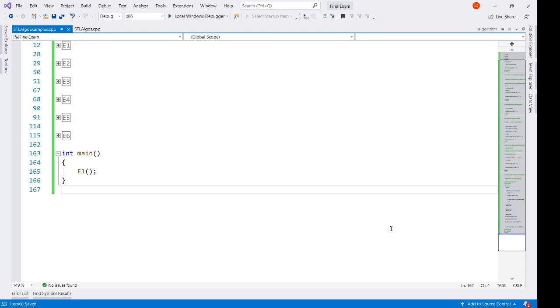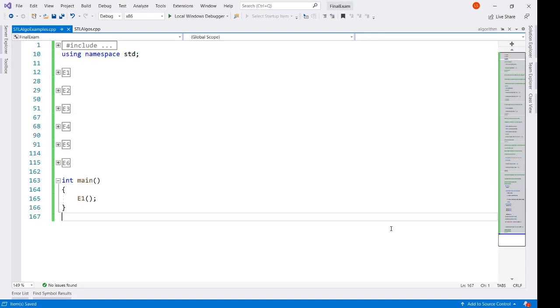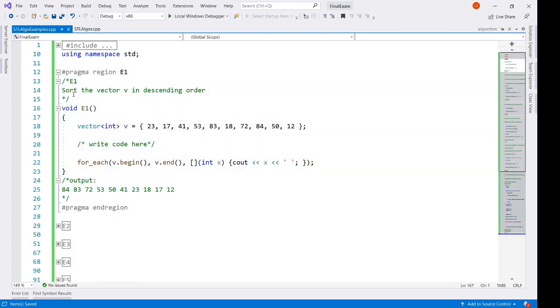Hello everyone. In today's talk, we are going to do some examples involving STL algorithms. The first example is here. We have been given a problem that we need to sort the vector v in descending order.